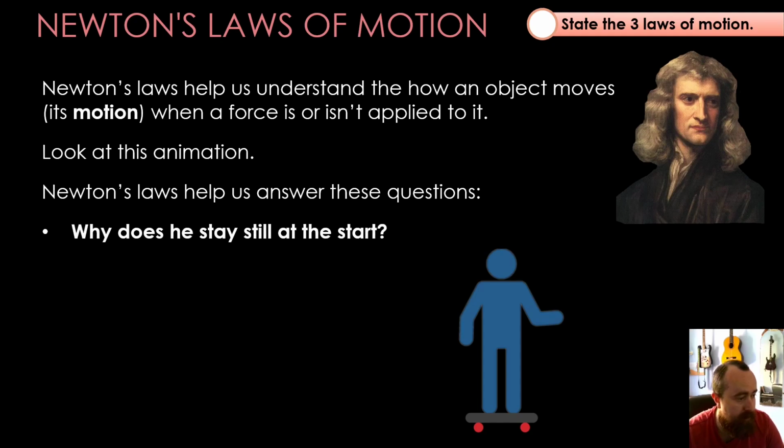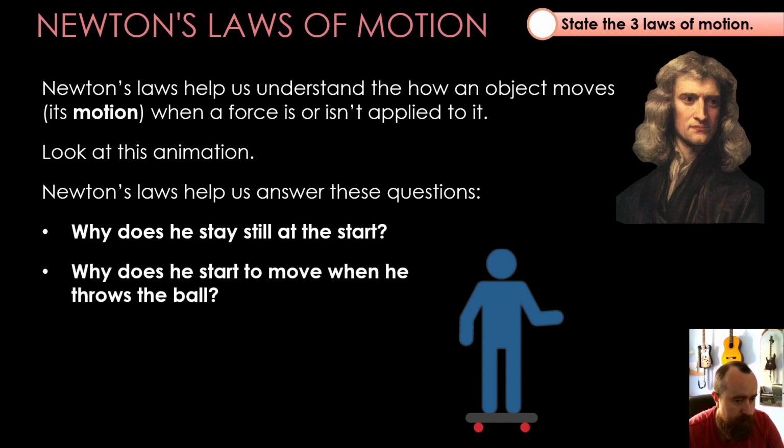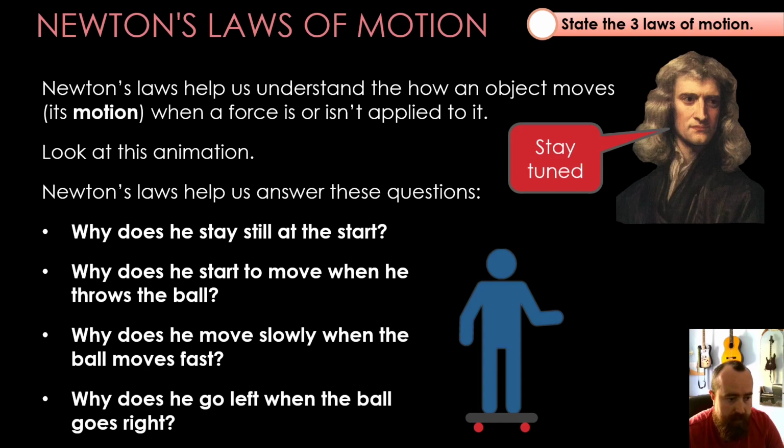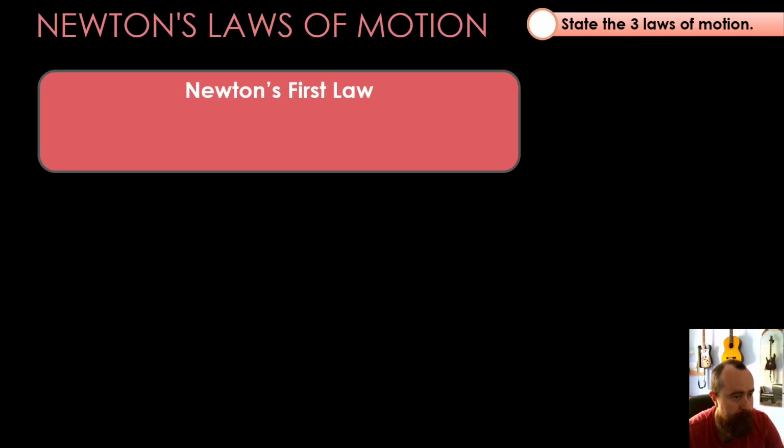Why does the person stay still at the start? That's question number 1. Why does he start to move when he throws the ball? Why does he move slowly when the ball is moving quickly? And why does he go left when the ball goes right? So those are the things we're going to be looking at and hopefully getting to grips with over the course of this video. So the 3 laws, let's look at what the 3 laws are.